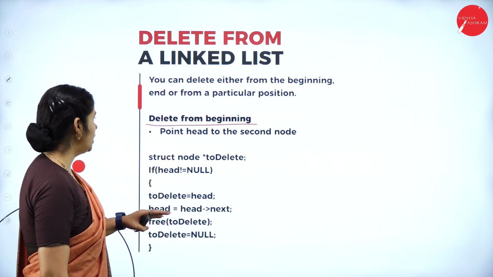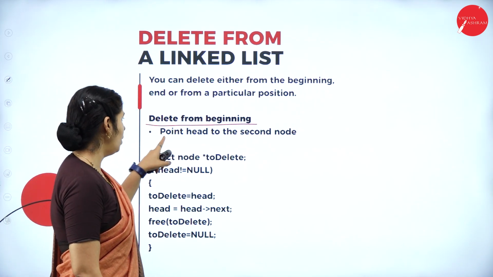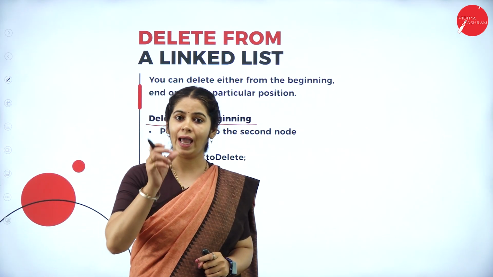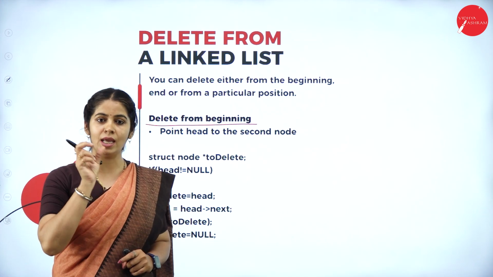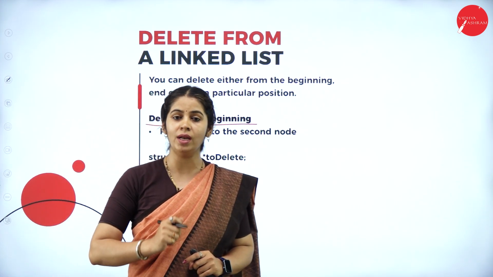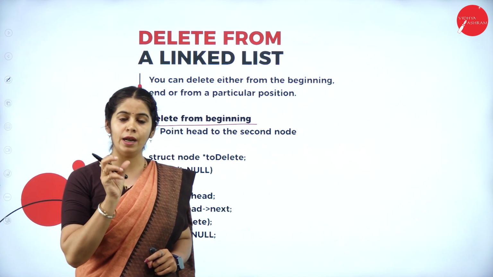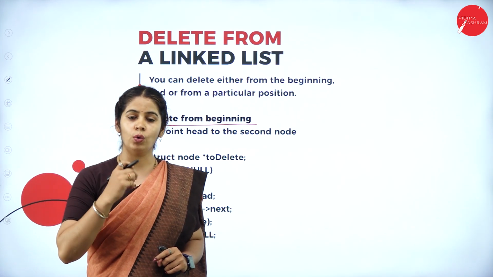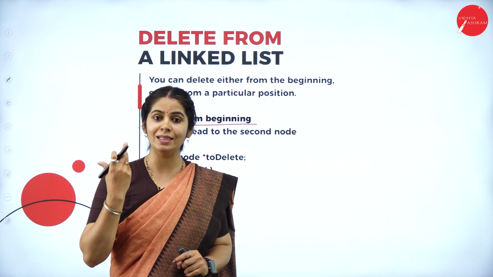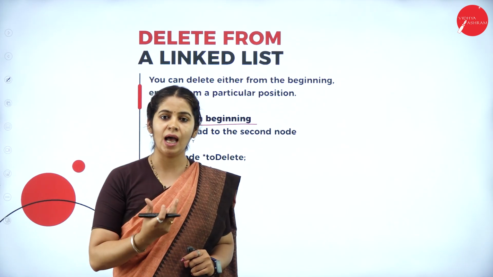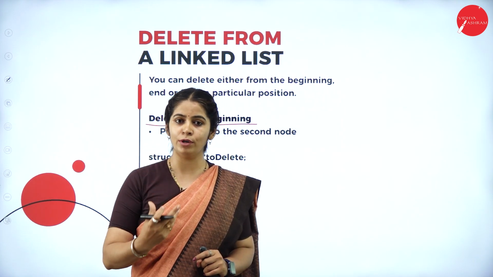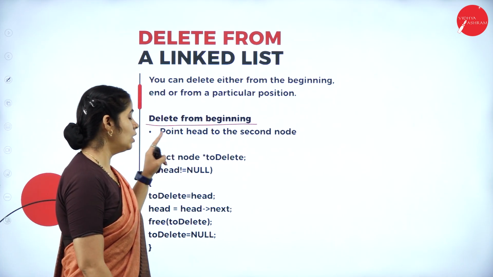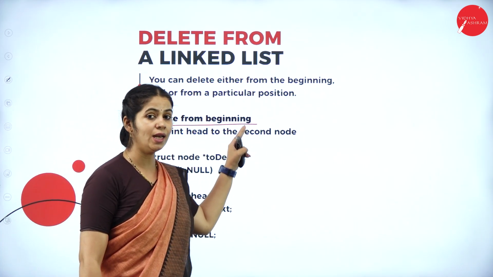What we have to do is point the head to the second node. As I've told you, the head pointer is very important. Why is it so important? Because if we lose the address stored in the head pointer, we won't get to know where the linked list starts from. If the data is there in the linked list, we are unable to access it. That's why the head pointer is very important. So point the head pointer to the next node.